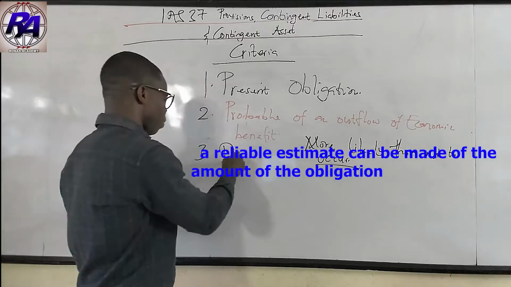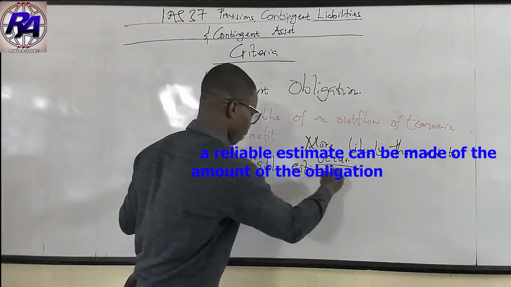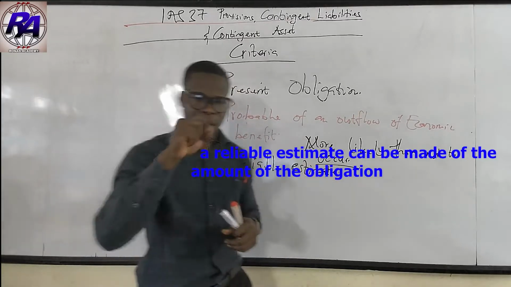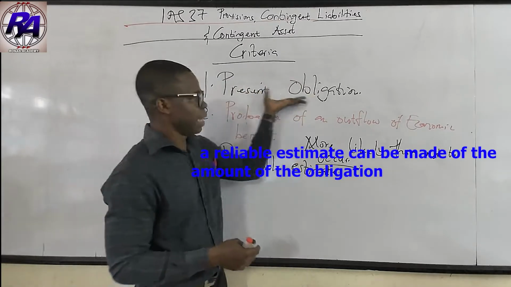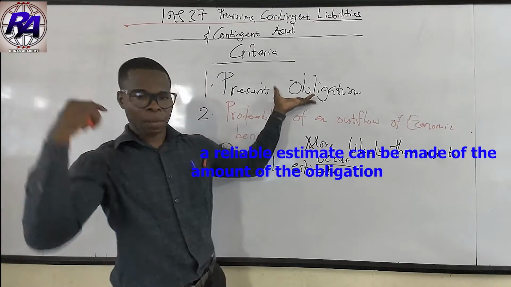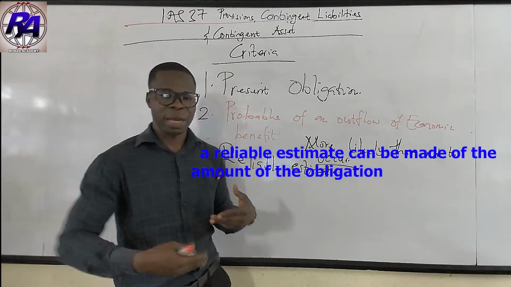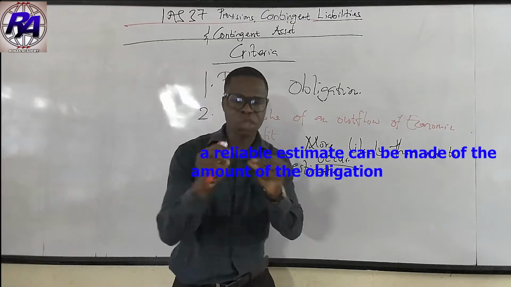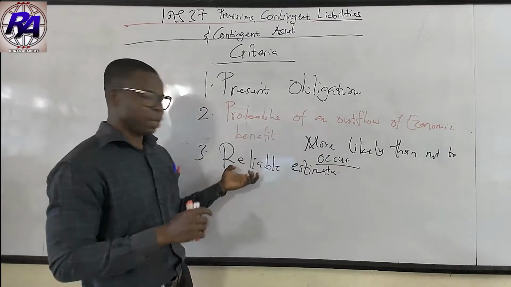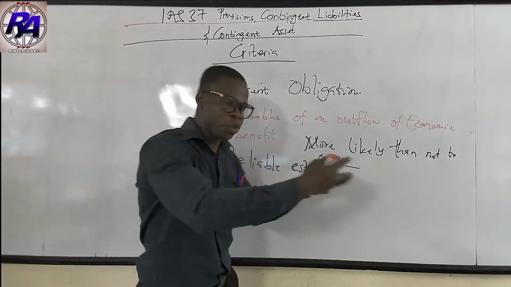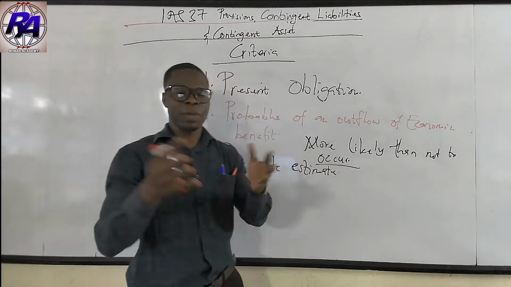And then the last criterion is that there must be a reliable estimate. Reliable estimate can be made of the amount of the obligation. Now you know that there is a present obligation because of past events. We can be sure with 50% and above probability that there will be an outflow of economic benefit. But what amount should we present in the books of account as that particular provision? That is the third criterion. We should be able to make a reliable estimate of the amount of the obligation.